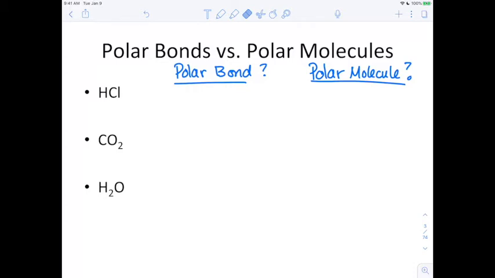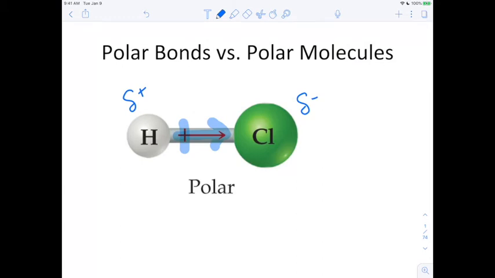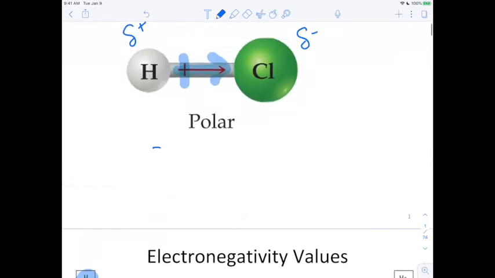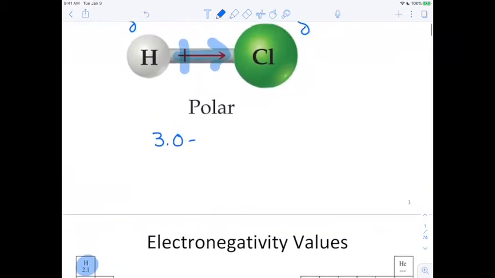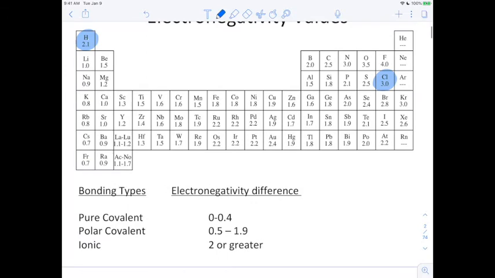All right. So polar bonds. So here, what we're looking to see is if we have two elements that are different enough in electronegativity that they are polar. So here we have chlorine, which is a 3.0, and hydrogen, that is a 2.1. So if we do 3.0 minus our 2.1, we get a 0.9, and that's our electronegativity difference. Then we can look right over here, and it is indeed a polar bond.